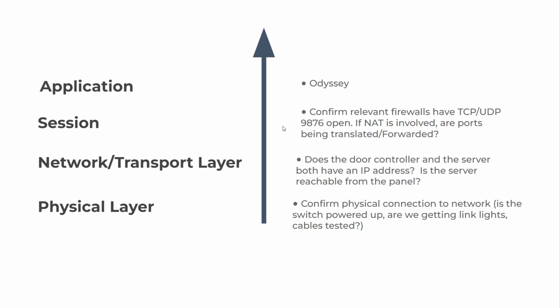And then moving up, we get to the session layer. That's things like ports, firewalls. If network address translation, or NAT, is involved, it'll usually sit at that layer. So that's things like, again, the firewall being open on those ports. And if they're going over the internet, is port forwarding working properly or set.